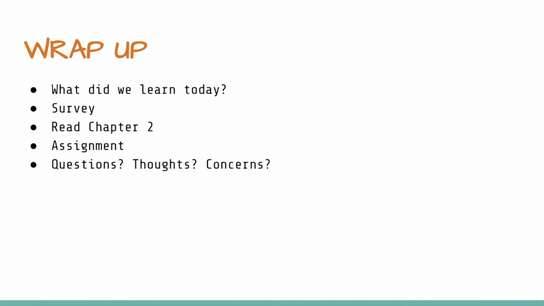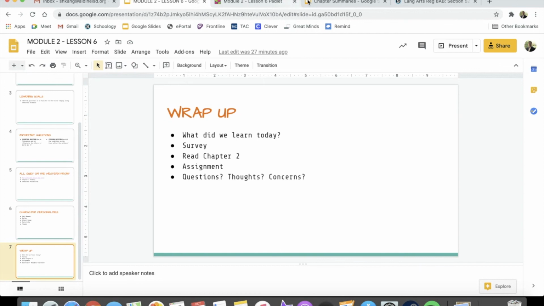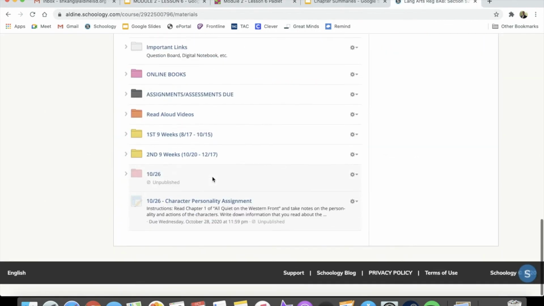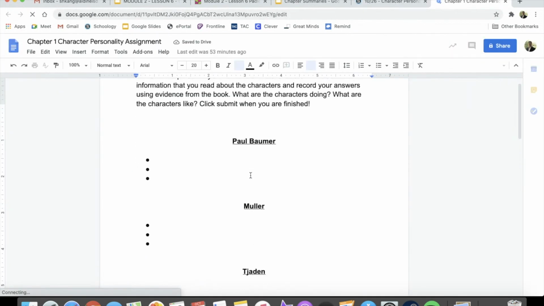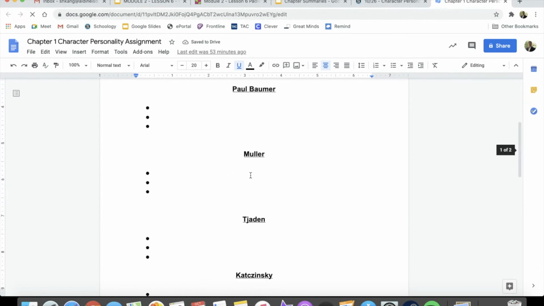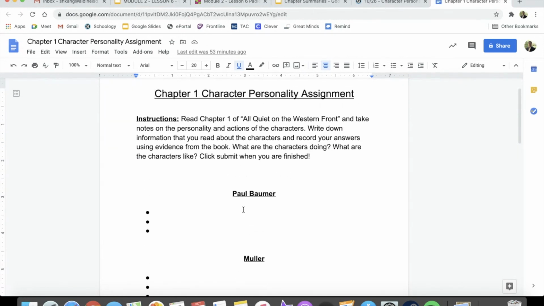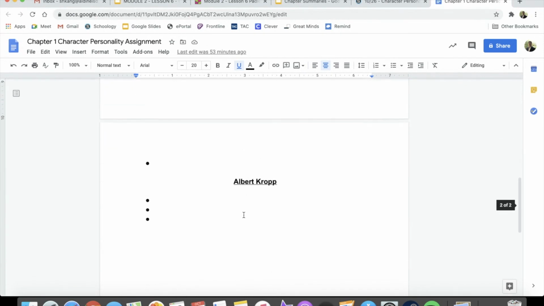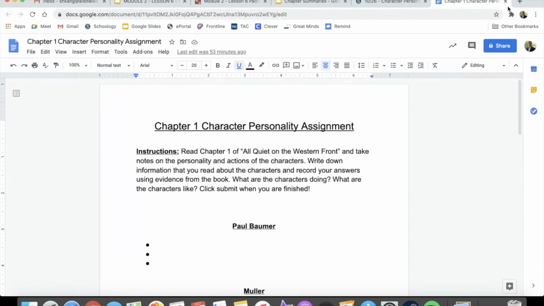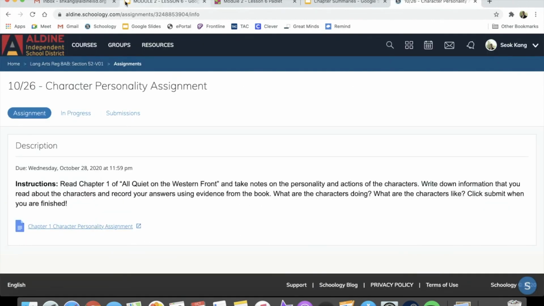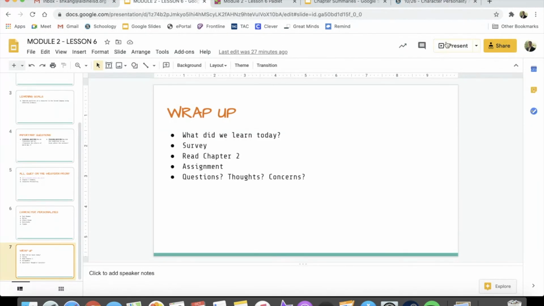Also, try to read chapter 2 if you can. There is an assignment that I posted. It's basically about the characters' personalities in chapter 1. So this is the assignment. Click on this. And then, yeah, you're going to do this over chapter 1. I want you to write down the characters' personalities and what they were doing in chapter 1. I think it's a pretty easy assignment. Whenever you're done, just click submit. Y'all know the drill by now.